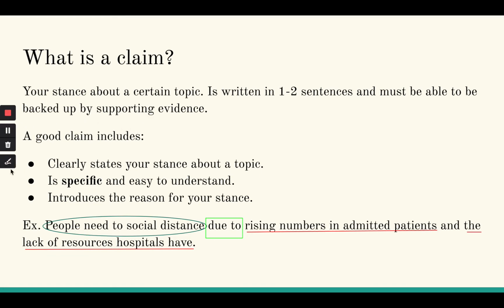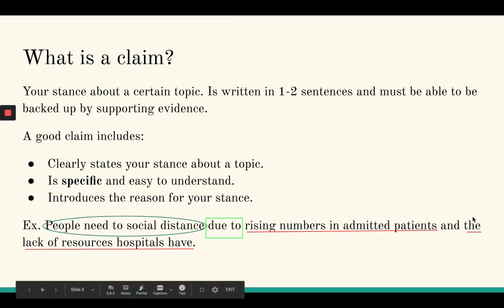With that being said, you can also write these 3 bullet points down along with what a good claim includes, because this is something that you are going to need later on in the lesson when you're filling out the form. So a good claim includes 1. Clearly states your stance about a topic. 2. Is specific and easy to understand. And 3. Introduces the reasons for your stance. Okay?